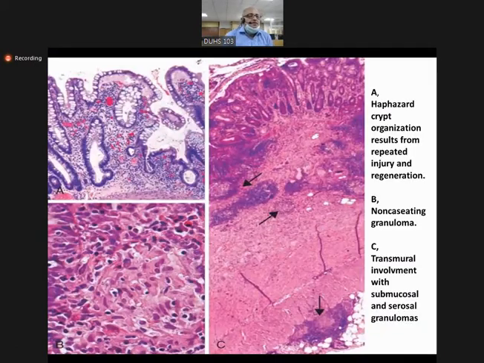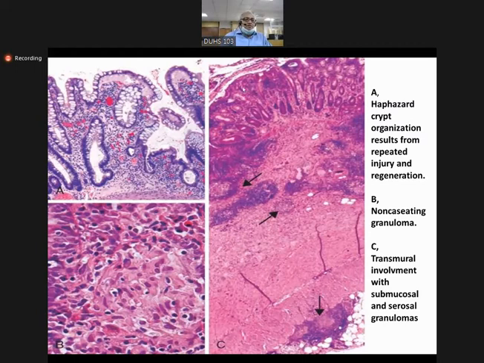Now the microscopic appearance of the segment has been shown for your understanding. Here you can see these mucosal folds are not in a very disciplined way. They are not in the form of vertical fronds parallel to each other. So this is a haphazard mucosal appearance. This haphazard mucosal appearance is because of repeated bouts of inflammation and regeneration. Because of repeated bouts of inflammation and regeneration, the mucosa takes this haphazard orientation. It is not a very disciplined or organized arrangement of fronds in the mucosa.